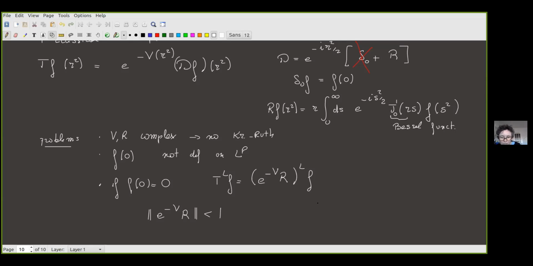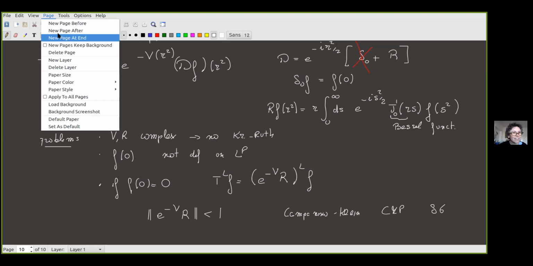Okay, and now quickly, maybe I should put some literature. This was worked out in detail, and actually more things were proved, and also a more general version of this was proved. One paper is, well, it's not recent, it was Campanino and Klein in CMP, and I think it was in 86. Okay, so now let's go quickly to the last one.